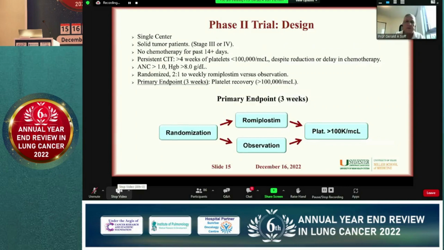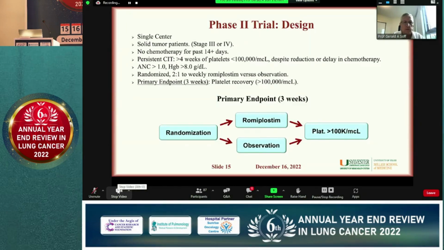This was started in 2013. And it was a very simple study design. It was a phase 2 randomized design. Patients had to have solid tumor metastatic disease, no chemo for the past 14 plus days. We didn't want to simply get patients who were already recovered from their nadir. We wanted patients who had persistent CIT. So they had to have platelets under 100,000 for 4 weeks. They had to have relatively preserved ANC and hemoglobin, shown here.